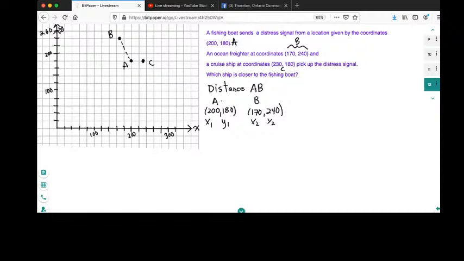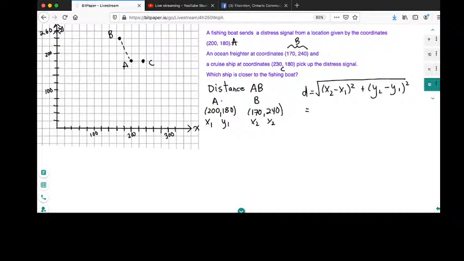That's all set. Okay. So let's put in our distance formula. Distance equals the square root of, oh my God, that straight line gets me every dang time. Square root of x2 minus x1 squared plus y2 minus y1 squared. Yay. Okay. So now let's go ahead and plug this in.